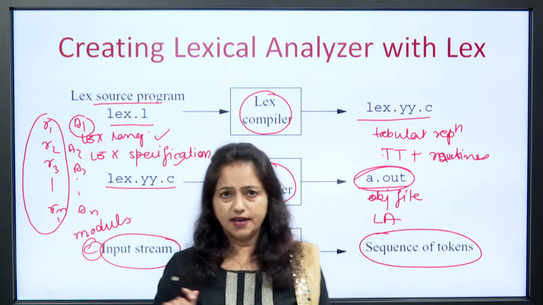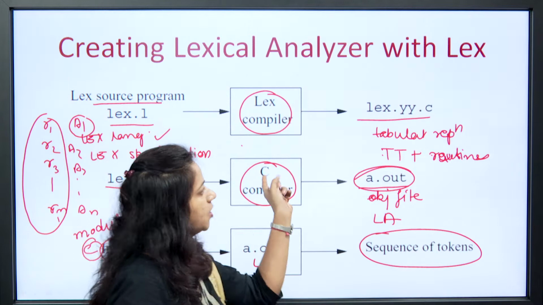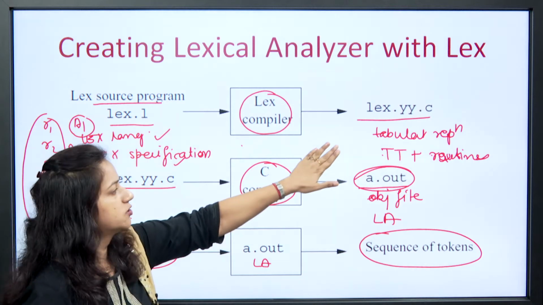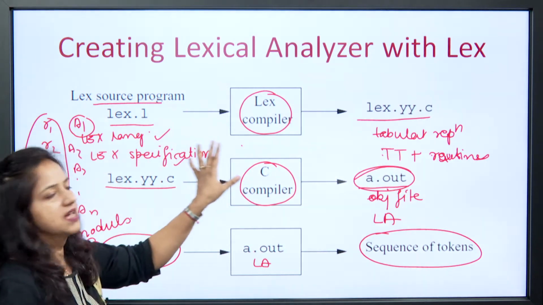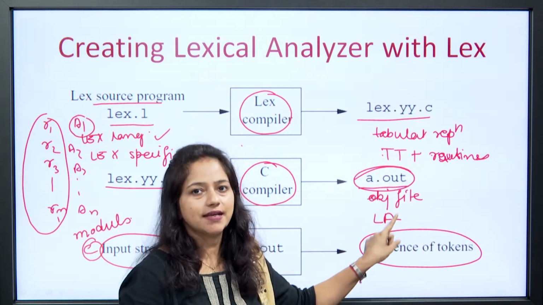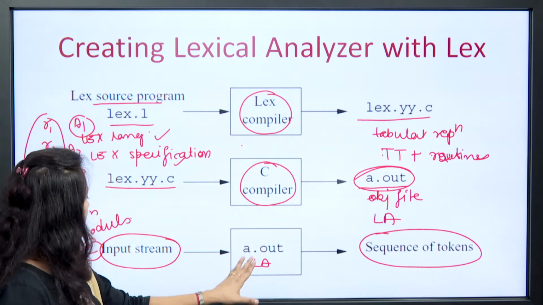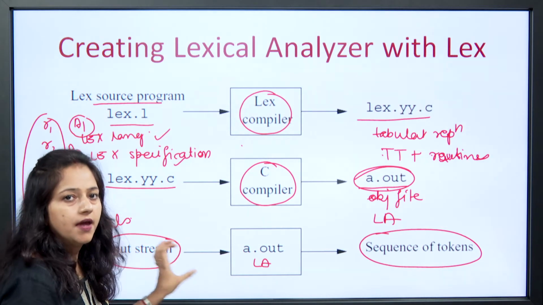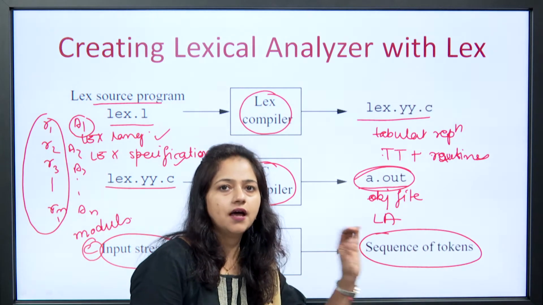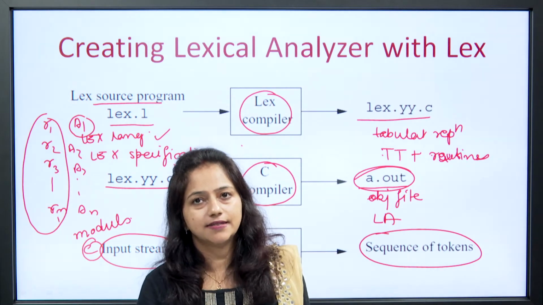So, here we have the program written in Lex specification. The Lex compiler will obtain the tabular representation, and here we will have all the routines, and this is lex.yy.c. This will be input to the C compiler, which will produce the object file named a.out. It is actually the lexical analyzer. Now, the input to this will be the source program, a stream of characters, and it will identify the lexemes and produce the tokens. So, this is the broad functionality for creating a lexical analyzer using the Lex tool.